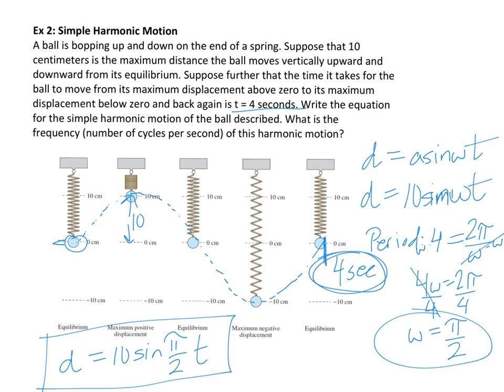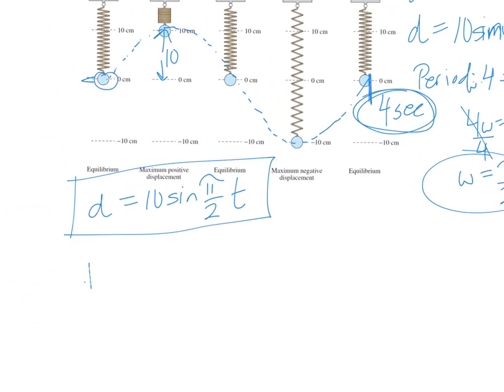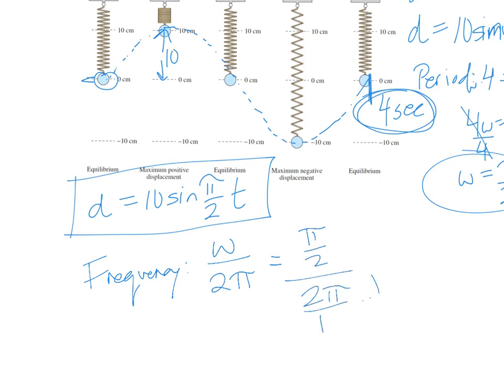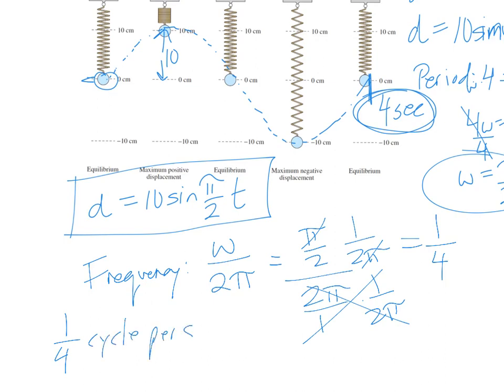And the last idea is frequency, which means you just flip the period formula, which is omega over 2 pi. And what is omega in this case? It's pi over 2 divided by 2 pi. So we have a complex fraction here, simple stuff. End up with 1/4. So the frequency is 1/4 of a cycle per second.